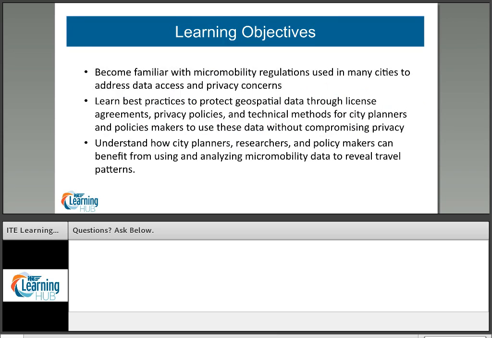Today's learning objectives: attendees will learn and become familiar with micromobility regulations used in many cities to address data access and privacy concerns. Learn best practices to protect geospatial data through license agreements, privacy policies, and technical methods for city planners and policymakers to use these data without compromising privacy. Understand how city planners, researchers, and policymakers can benefit from using and analyzing micromobility data to reveal travel patterns.